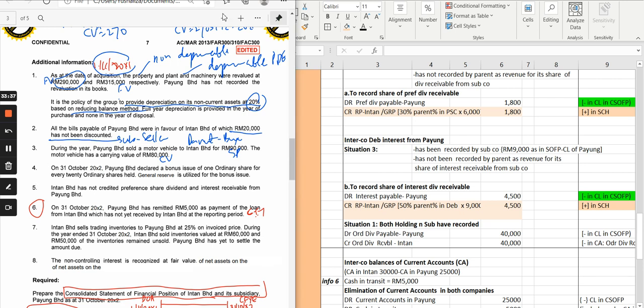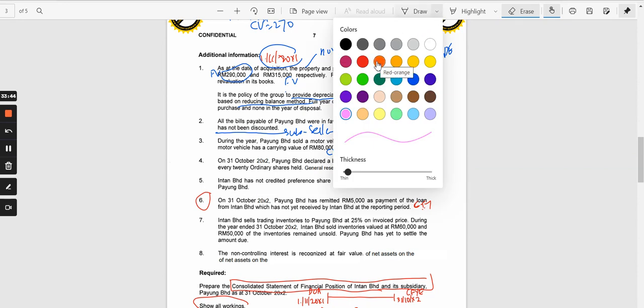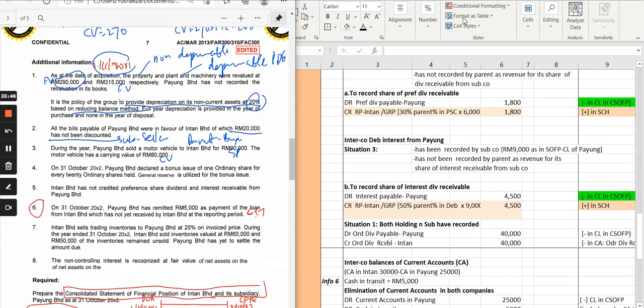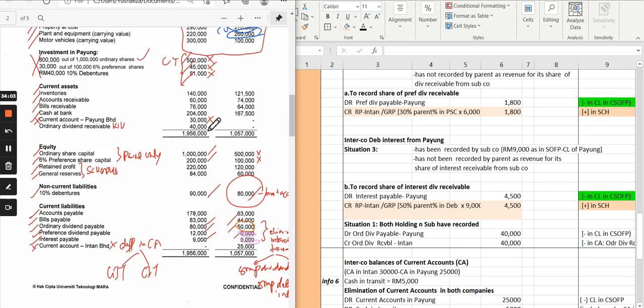We have done this, right? We have done this. Let us just do a little checking here. Done. All these are done. At the same time, we also need to check on the ordinary dividend. Remember, for the ordinary dividend, the 50,000 that you have here, you can see here 40,000 has already been included in the current asset section.